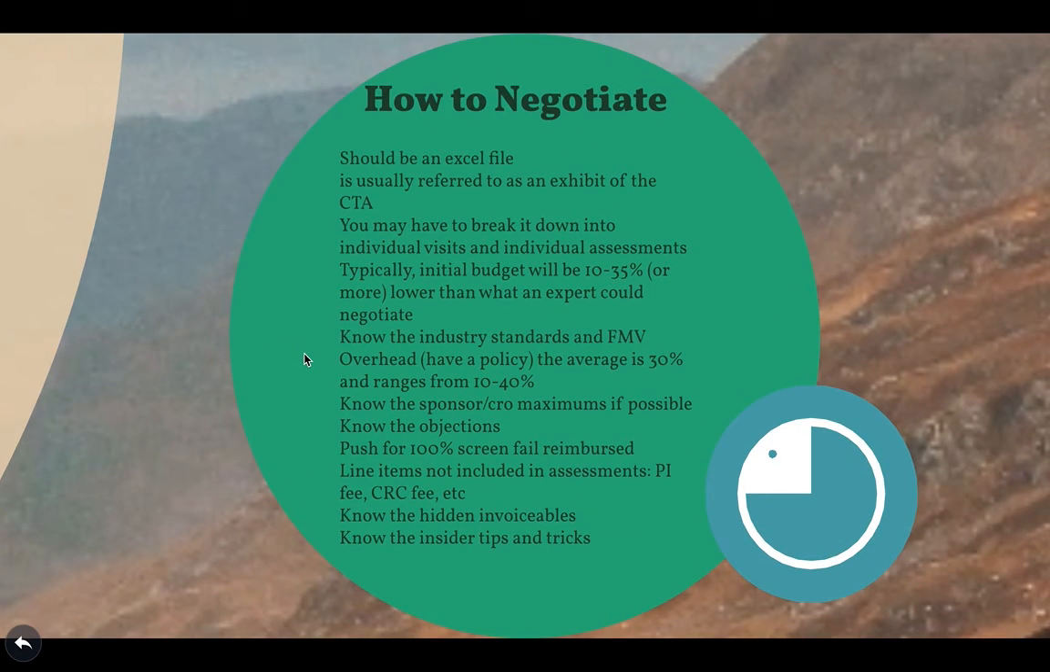This is where it's interesting. This is where it's going to make an impact on your pockets. This is where it's going to make an impact on the sustainability of your business. Okay, so this is where it's interesting. Okay, the budgets are an appendix or an exhibit of the CTA. Typically, yes. Not always, but typically, yes. So it should be an Excel file.